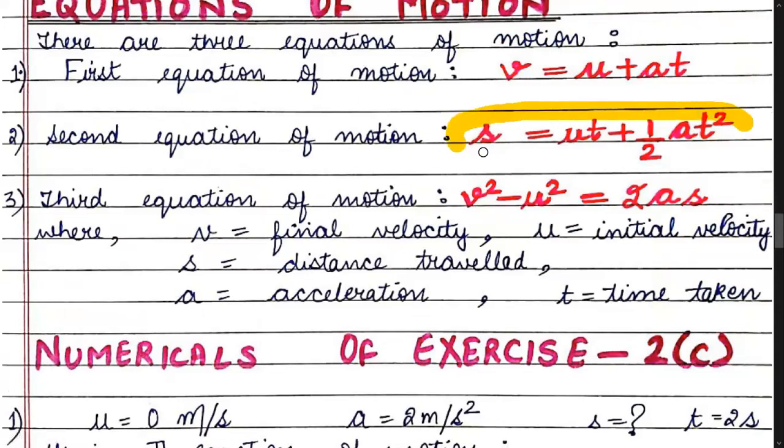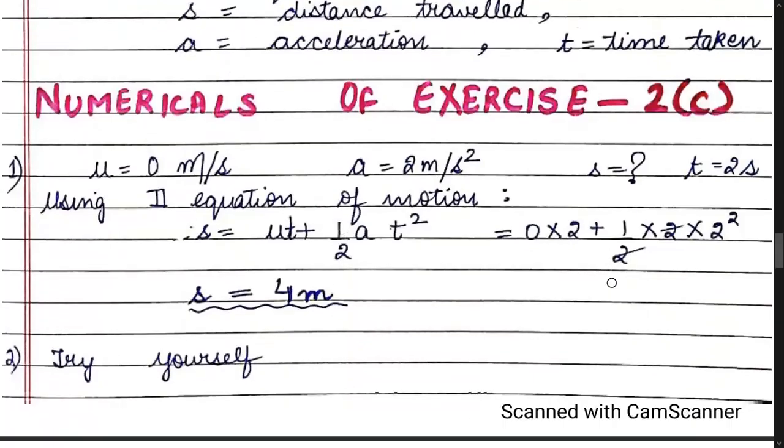Can we use the second equation? Because in the third equation, we are not provided with V. So I will use the second equation of motion. Whenever you are doing questions, children, you have to write down which equation you are using. For example, I have also written in the solution that we are using the second equation of motion. Then write down the formula, that is S is equal to UT plus half AT square.